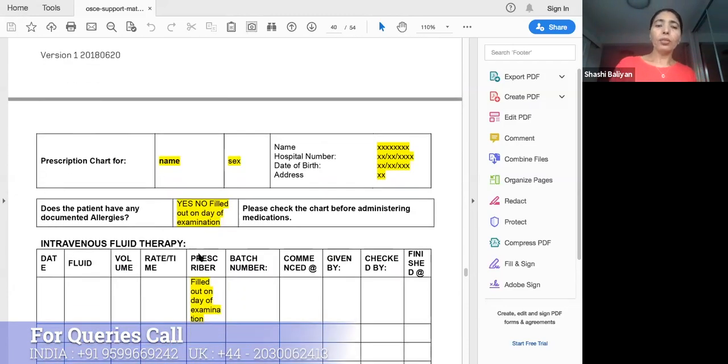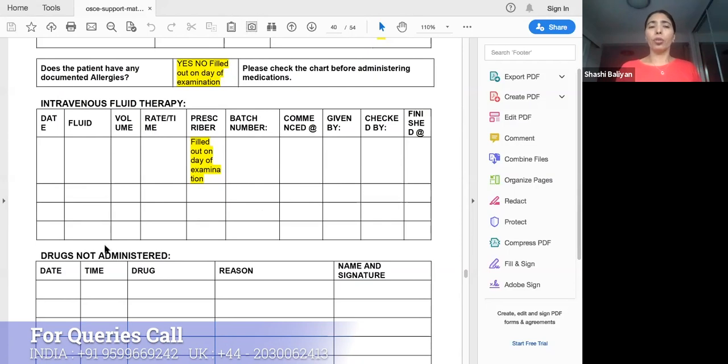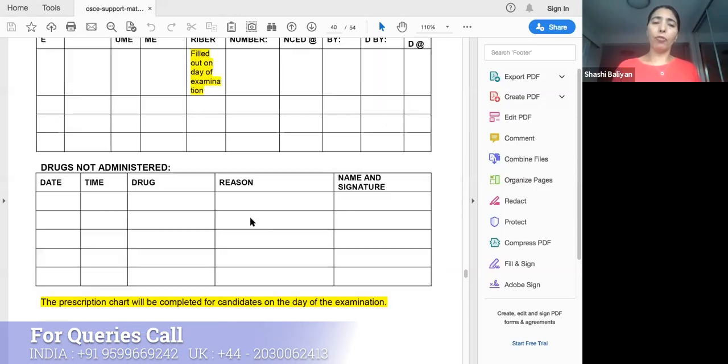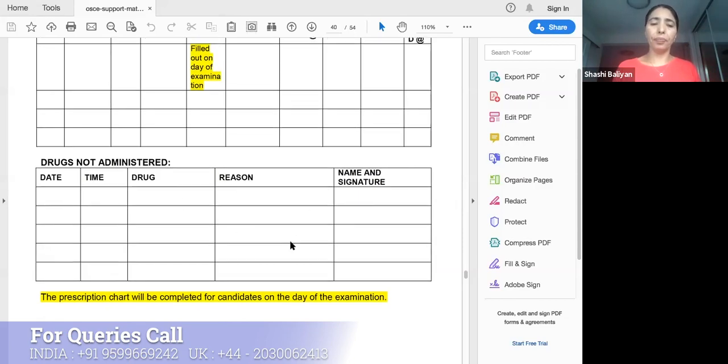Okay, so then comes the IV fluid section. You will have to check: if someone is on IV fluid, you have to make sure that you are checking the patient's cannula, that there is no infection around the cannula, and that the patient is not in pain because of it. You will also check that it is the correct fluid going on, when it is likely to finish, and that the batch number and all those details are correct. So you will have to make sure that you check all these things.